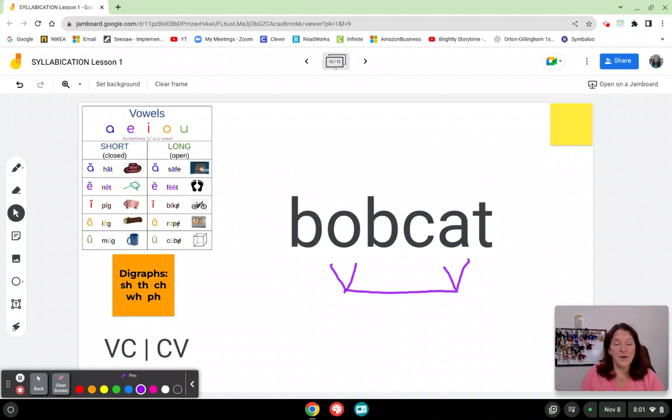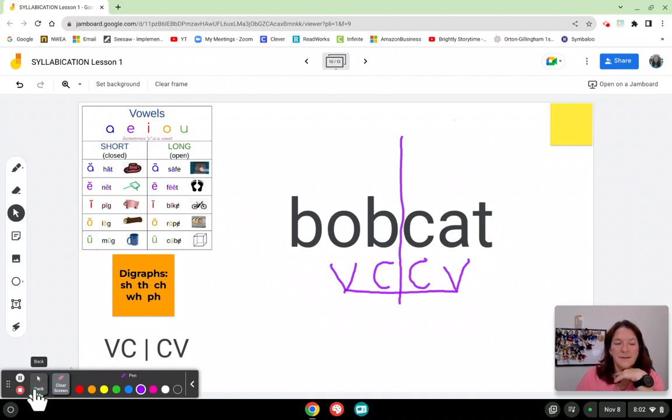Now I'm working on the bridge. I see I have a letter B right here and a C right here. They're both consonants. So I'm going to put a C and a C there for consonant. Now I found my pattern. And then remember, if we look over here, we're going to split between our two consonants. So I'm going to draw my line up through the two.